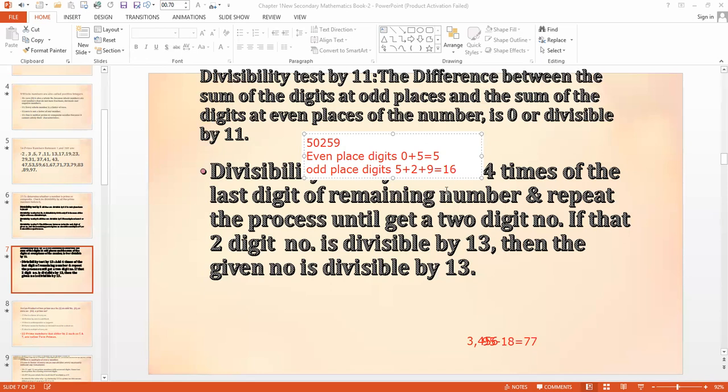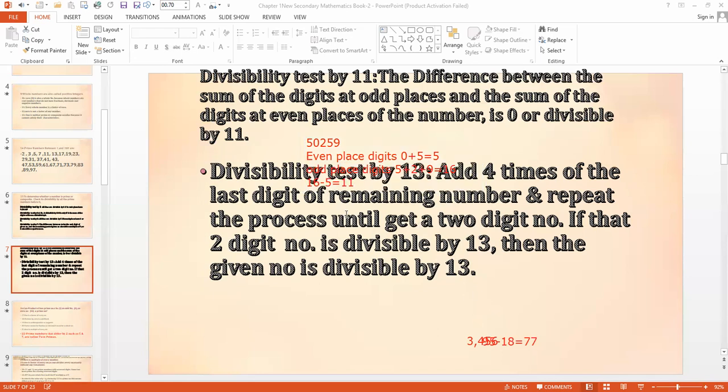Okay. Now they are saying I have to subtract these two. The digits in the even places will be subtracted from the digits in the odd places. So when I subtract 16 minus 5, what is my answer? 11. Is 11 divisible by 11? Obviously, yes. So this means 50,259 is divisible by 11. And similarly, if the difference is equal to 0, again the number is divisible by 11. Clear to all? Okay, well done.